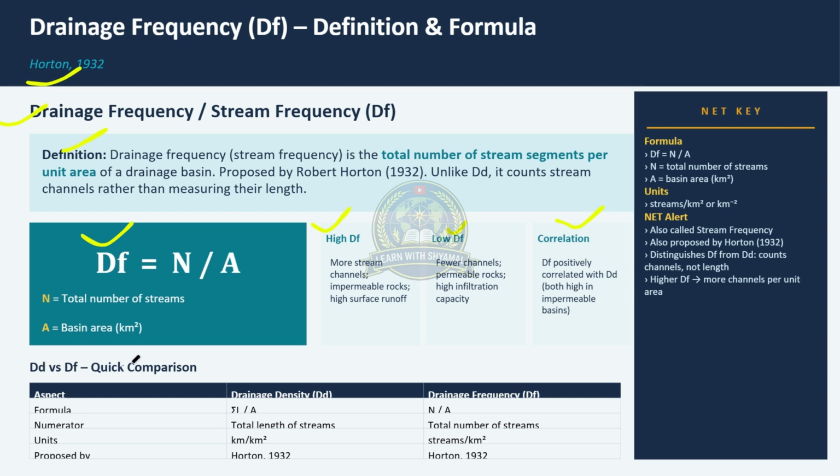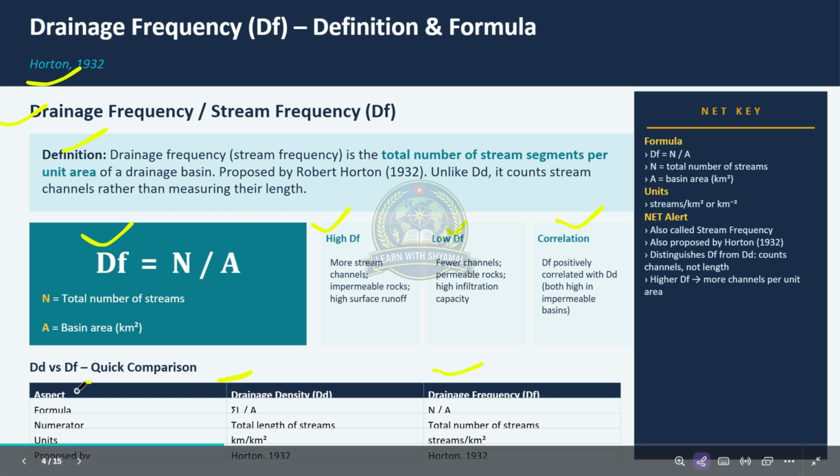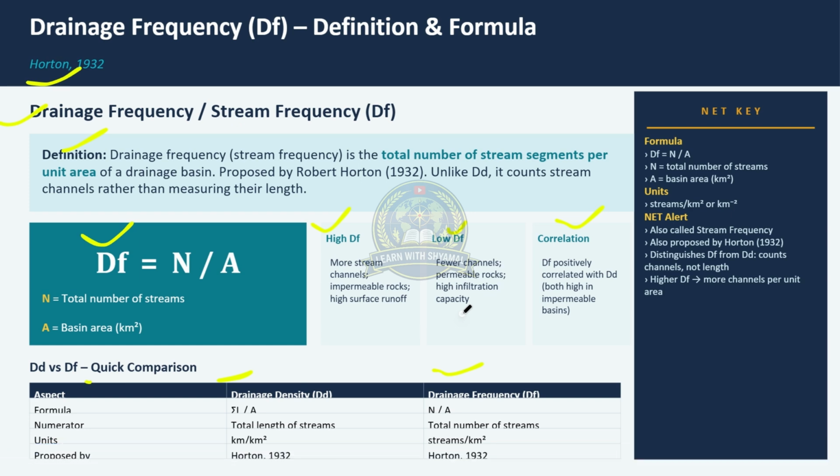DD versus DF, quick comparison. Aspect: drainage density and drainage frequency. Formula: drainage density is summation L divided by A; drainage frequency is N divided by A. Numerator: total length of streams versus total number of streams. Units: kilometer per square kilometer versus streams per square kilometer. Drainage density was proposed by Horton 1932, and drainage frequency was also proposed by Horton 1932.